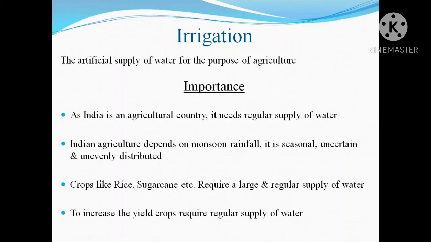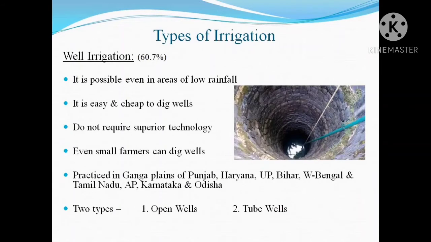Okay. When irrigation is important, what are the types of irrigation? Let us see the types of irrigation. There are three common types: well irrigation, canal irrigation, and tank irrigation. First, let us discuss well irrigation. Out of total irrigation, 60.7% of the irrigated land depends on well irrigation.